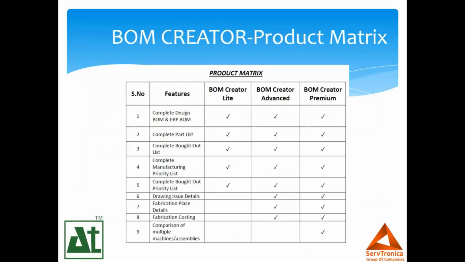So that's the product matrix. We have 3 modules: BOM Creator Lite, BOM Creator Advanced, BOM Creator Premium, right? Premium being the highest version, Lite is the basic version. Lite will have the ERP collaboration, the design BOM, part list, and the planning based on the lead time. BOM Creator Advanced will have all the features of Lite plus the tracking details of drawings, project costing, and fabrication place details. Premium will have, of course, the Lite and Advanced features as well as the comparison of machines.